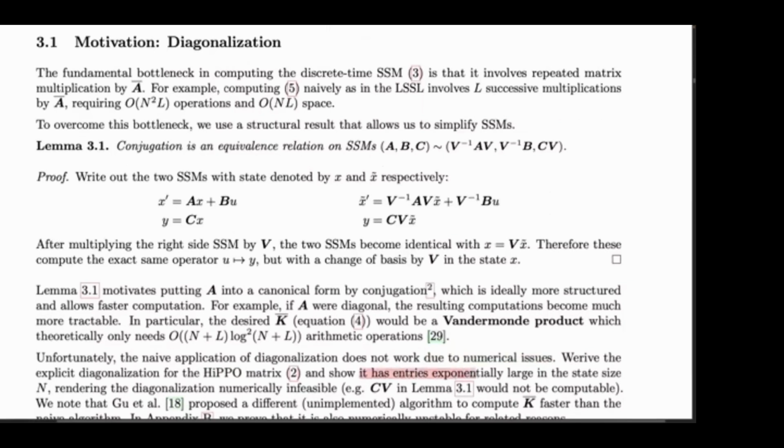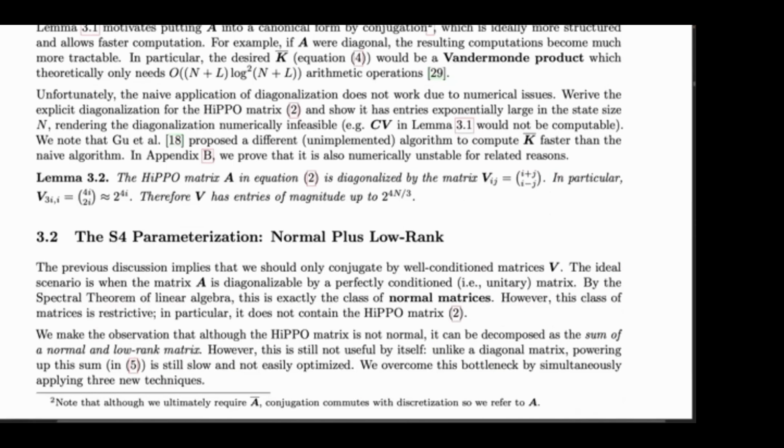Specifically, it has entries exponentially large in the state size. However, we can address the Hippo matrix with an adjustment. The authors note that although the Hippo matrix is not normal, it can be decomposed as the sum of a normal and low-rank matrix. Even this is still not useful by itself. An additional 3 new techniques are needed.